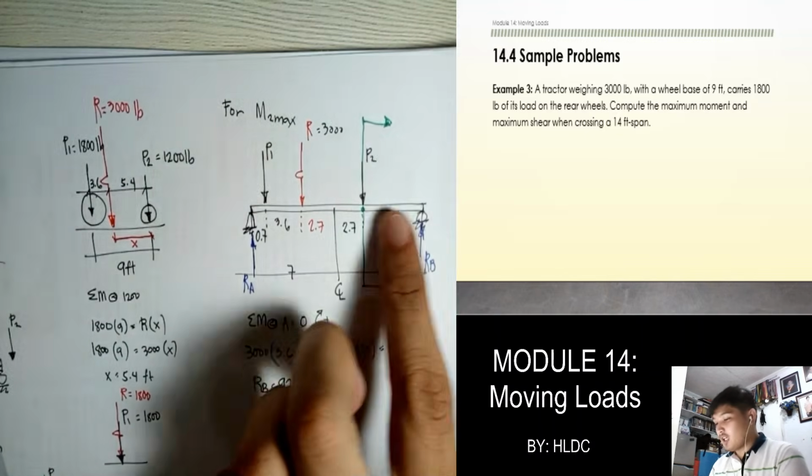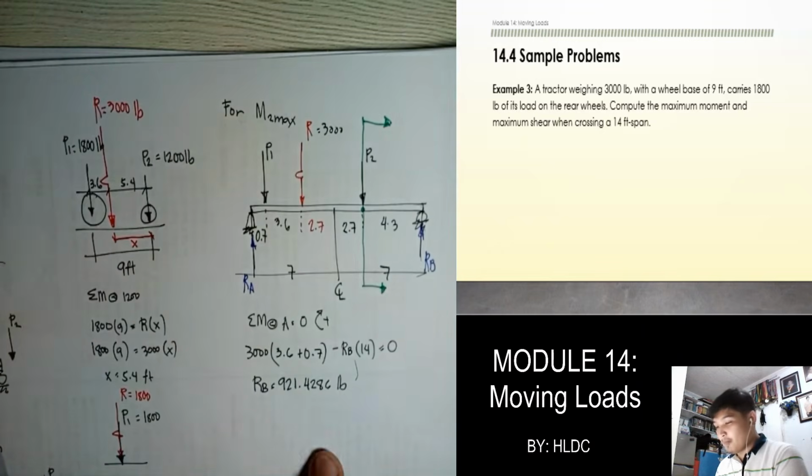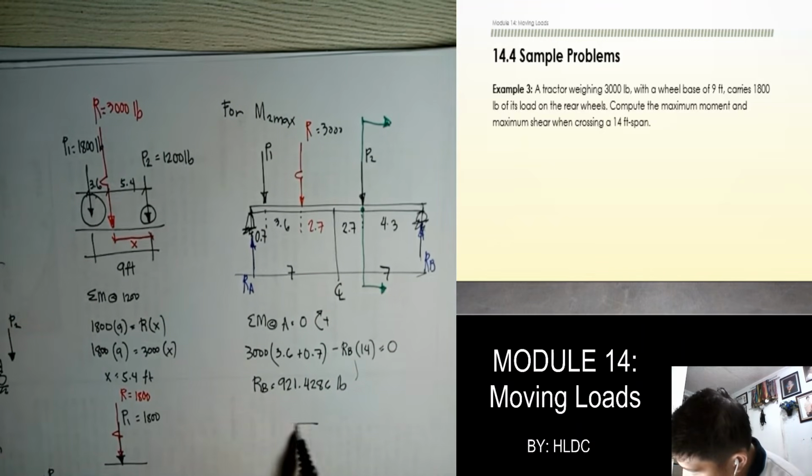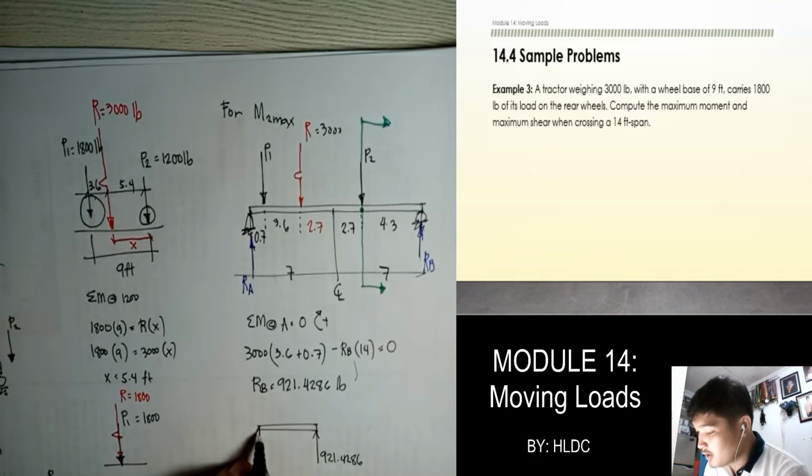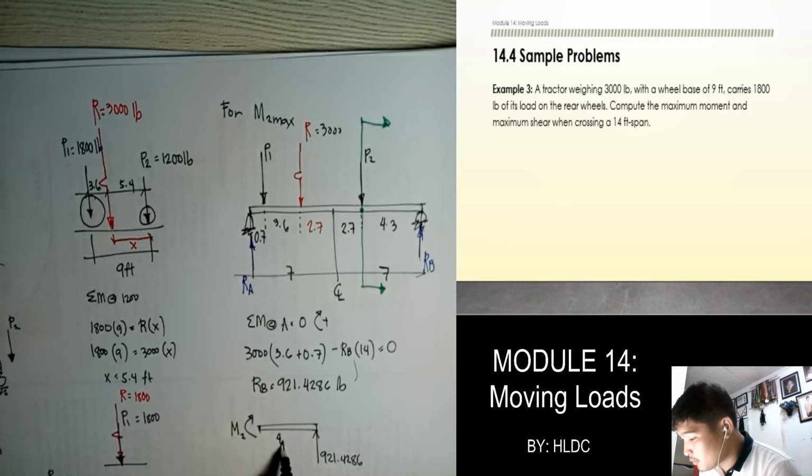Ngayon, cut ko na, na-isolate ko na tong right section. So, ganito. So dito merong 921.4286 and then dito lalabas yung moment, no? So, consider natin yung positive bending moment. Ganyan. So, this one is yung ating M2. So, yung distance nito is 4.3.